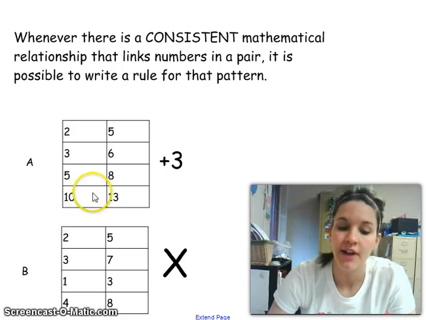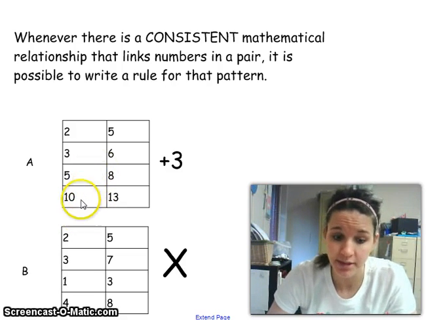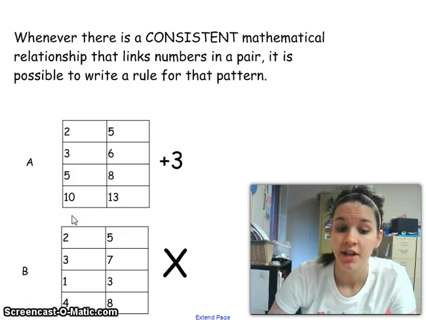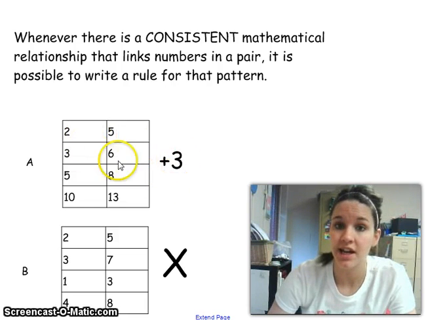If I were to add a number to this bottom table, to table A at the bottom, and I were to put a 12 there, you could tell me what would go in the right column because we figured out that there was a consistent relationship every time we were adding 3.